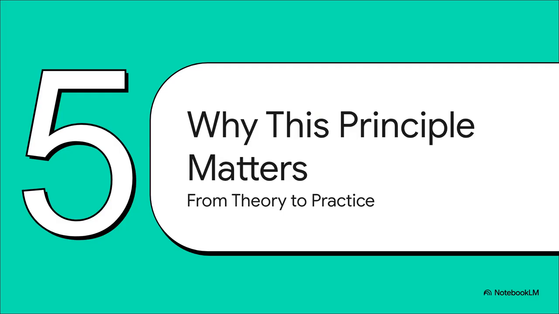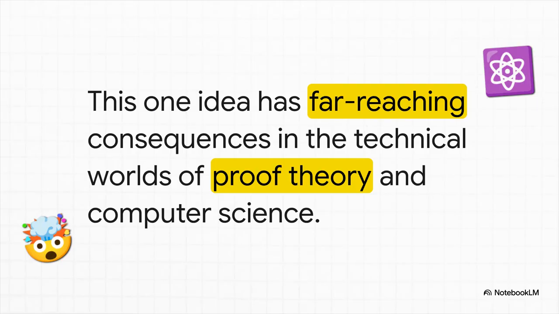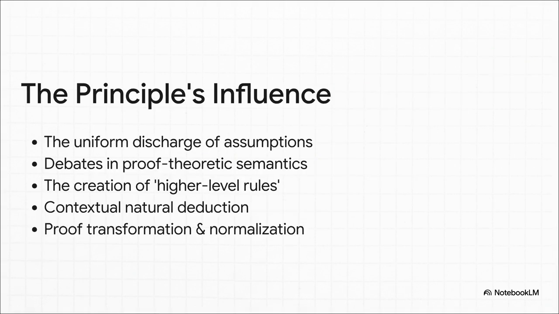So, after digging into the theory and even the debates around it, let's pull it all together. Why does any of this actually matter? What's the big deal? Well, the simple answer is that its influence is massive. This whole perspective on assumptions isn't just some dusty philosophical point. It has real, concrete, far-reaching consequences in the super technical fields of proof theory and computer science. I mean, the ripple effects are everywhere.